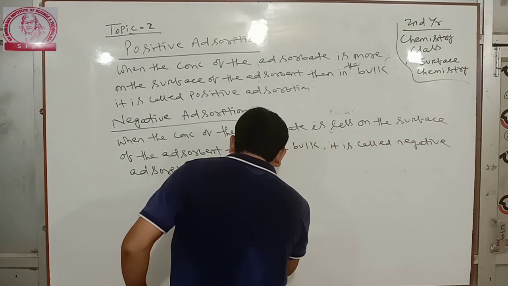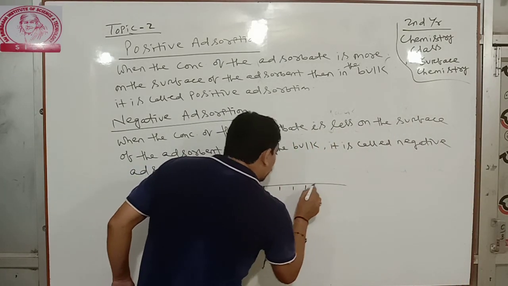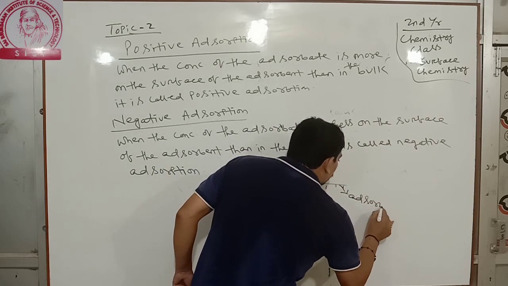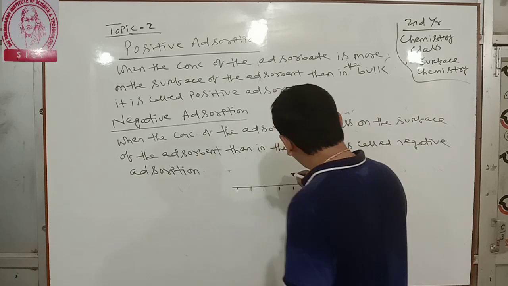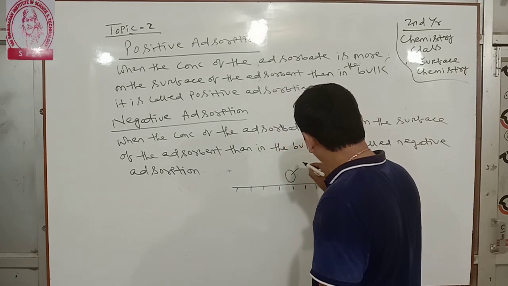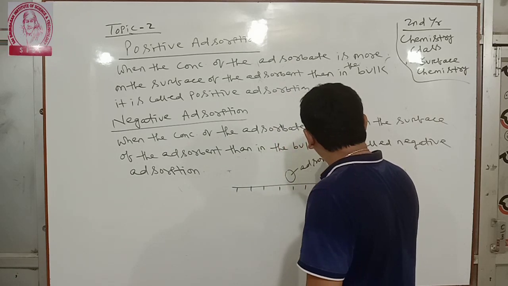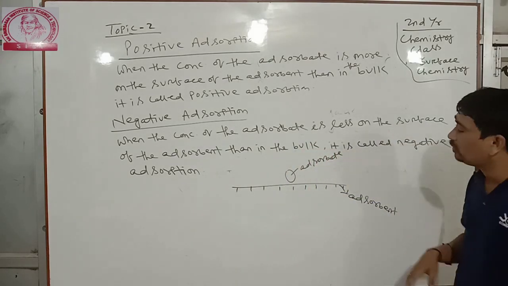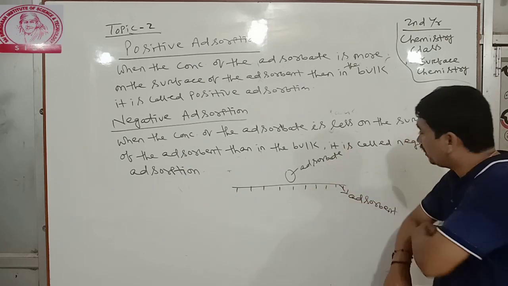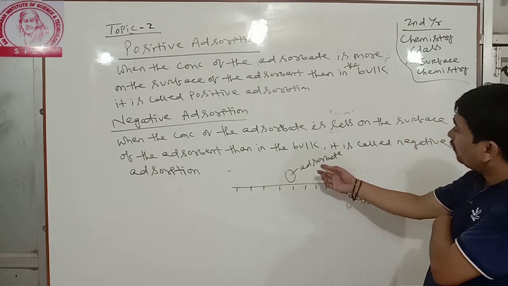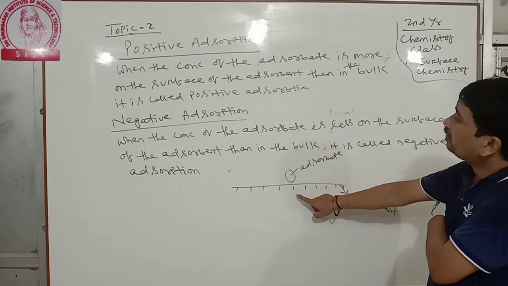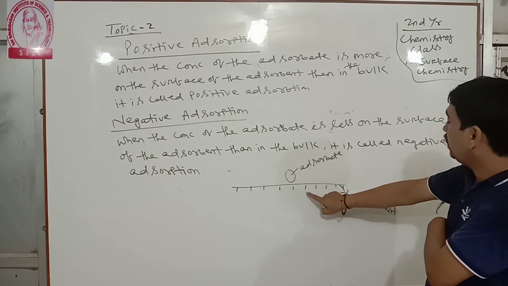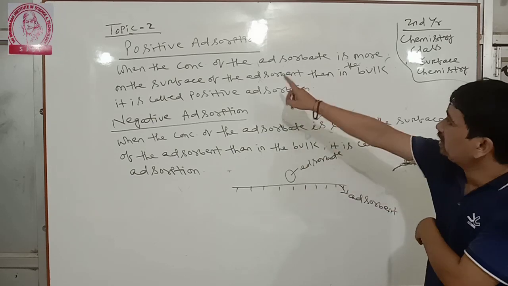this is the adsorbent, this is the material surface. We have to keep the adsorbate on the surface of the adsorbent. Whenever we do this, what will happen? The concentration of the adsorbate is more on the surface of the adsorbent. When the concentration of the adsorbate is more in comparison to the adsorbent, that is positive adsorption.